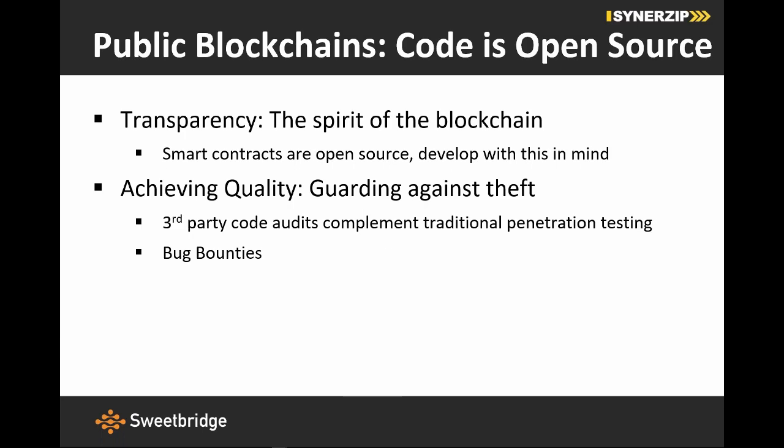So in the public blockchains, it's all open source, and so transparency is the advantage, and it is the spirit of the blockchain. Quality is also extremely important. And so the way we go through quality is we go through our normal development cycle where we develop both on-chain and off-chain, develop smart contracts, and then we have third-party auditors.